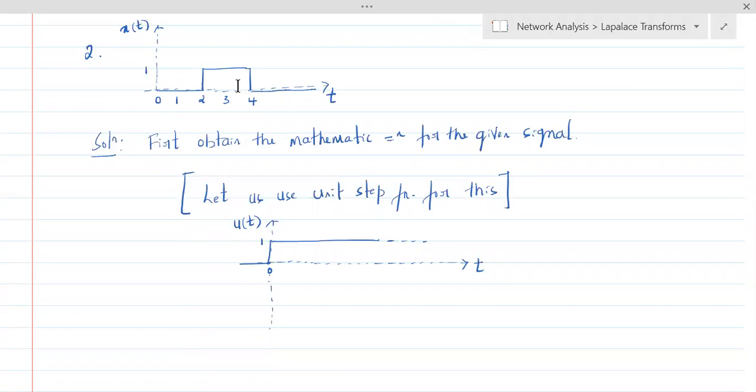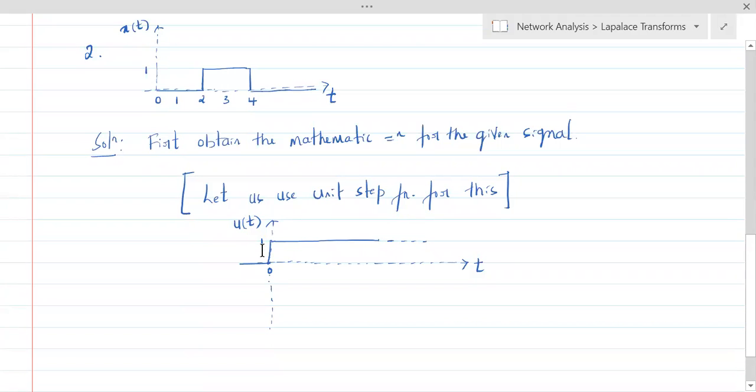Any rectangular waveform for that matter can be obtained as a function of unit step function. What is unit step function? Unit step function is a signal which is 1 from 0 to infinity and 0 for t less than 0. Is that okay with you? Now, if this is u of t, how can we obtain a signal which is 1 from 2 to 4 is the question. Is that understood? Seeing this, we have understood that this can be constructed using the shifted versions of this unit step function u of t.